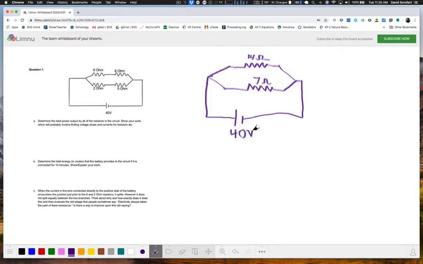Now, to answer these questions on the left, I don't actually have to ever combine these two resistors, the 14 and the 7, using parallel resistance combination formulas. And the reason I don't have to bother to do that is because I know that the potential difference across each of them is 40 volts. So with that information, I can just go right ahead and determine the current in each branch of this circuit.